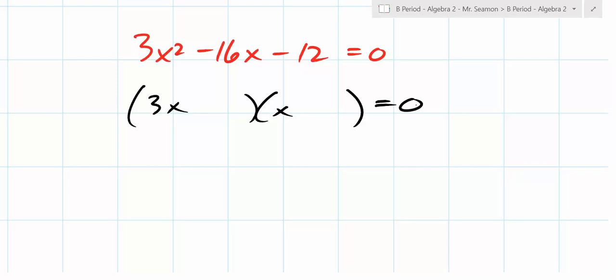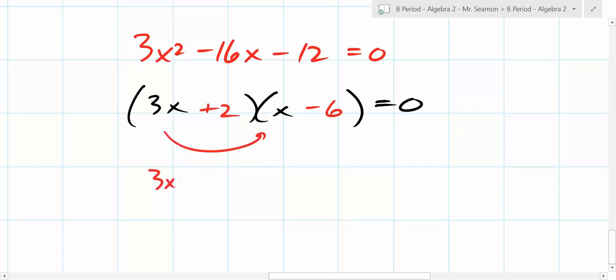Try to factor this. So can you? What do you think? Well, these two numbers have to multiply together to get what? Minus 12. So let's just start guessing. What's our first guess? Minus 6. So if that's minus 6, what's this? Does that actually work? Let's try.